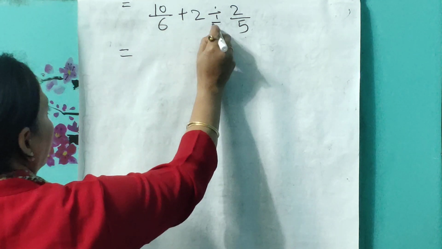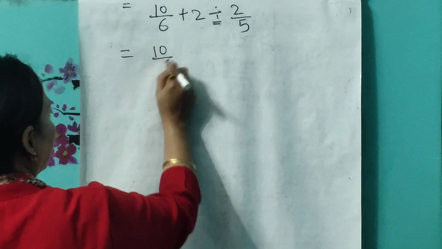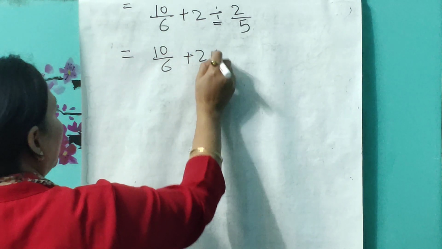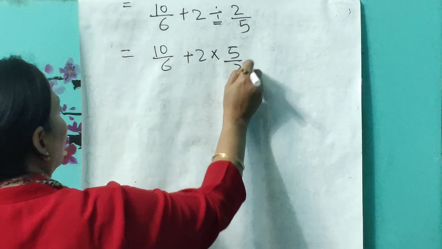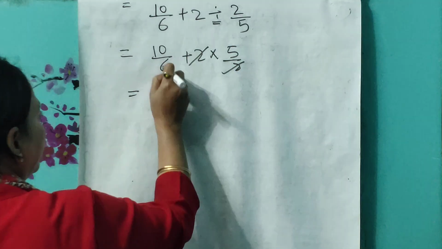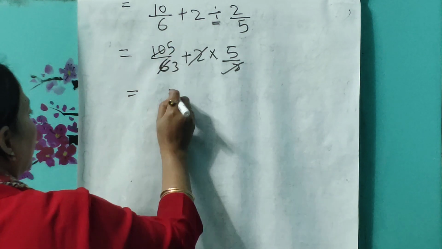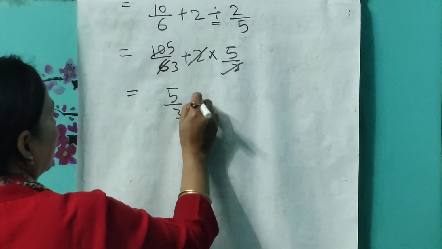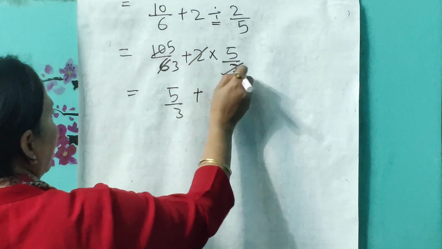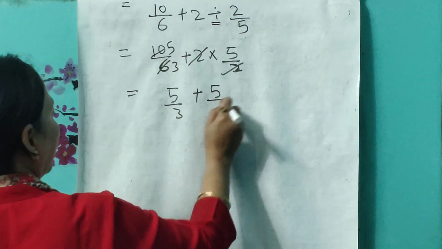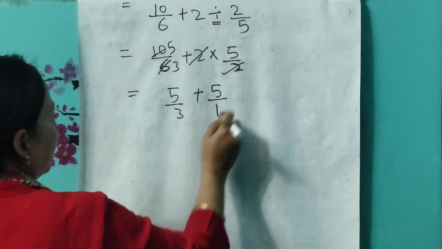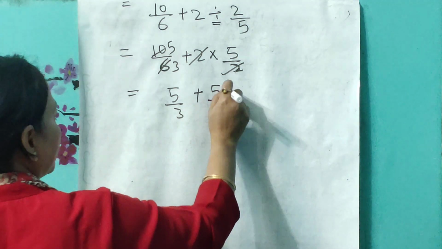So here now solve the division. 10 by 6 plus 2 into 5 by 2. 2 cancel. You will get here, this also you can simplify. 2 5s are 10, 2 3s are 6. So 5 by 3 plus here this 2 cancels, only 5 is left. 5 by 1. So now again make the denominator same to add this.